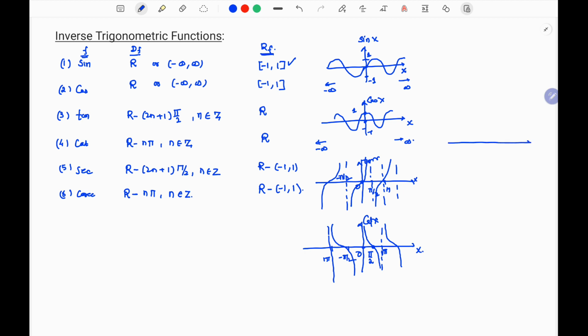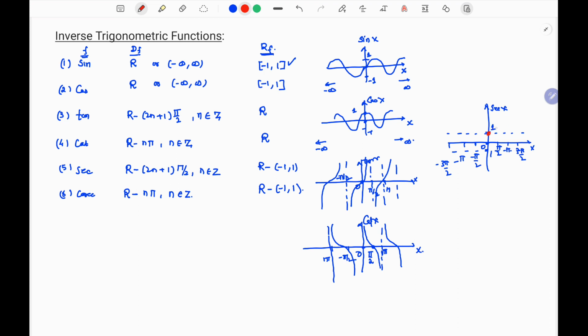Next we will draw the sec x. On y-axis we take sec x and mark 2 points. One is 1, another is minus 1, and draw the parallel lines. On x-axis we mark the point 0, pi by 2, then pi, then 3 pi by 2, and so on. On negative side it is minus pi by 2, then minus pi, minus 3 pi by 2, and so on. And we draw the graph like here.